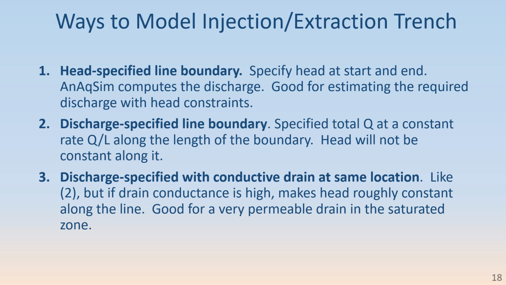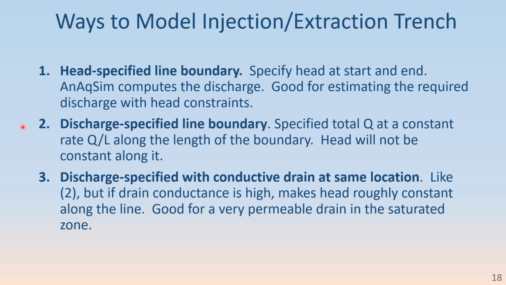There are several ways to model injection or extraction trenches. I'll run through the three primary options here. One is with a head specified line boundary. This is where you maybe don't know the discharge you're going to need to achieve a certain head. Very useful for a dewatering system, for example, where you know the head you need to achieve, but you don't know how much it's going to take in the way of discharge to achieve that. And this could also be used for a mounding study for a leaching field. For example, how much can I inject before I'm going to achieve a certain head?